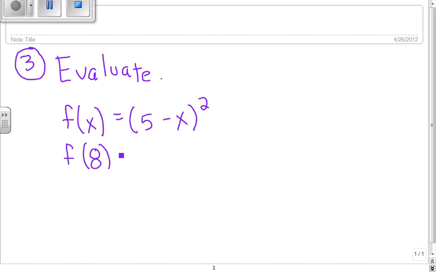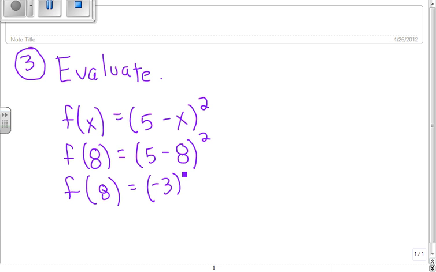So f of 8, we would have 5 minus 8 quantity squared. 5 minus 8 is negative 3, and we need to square that. Well, to square something means to multiply it by itself. So negative 3 times negative 3 is positive 9, because a negative times a negative is a positive.